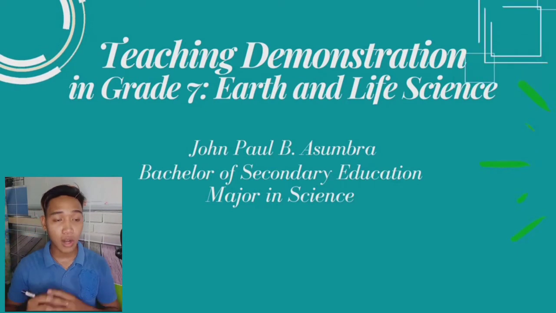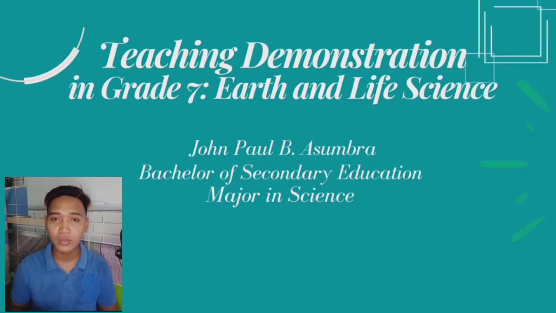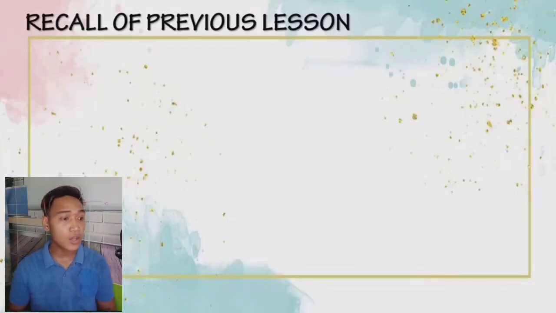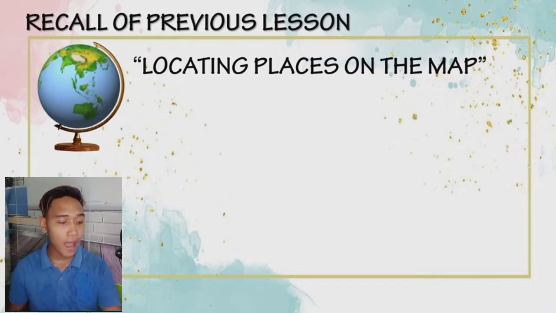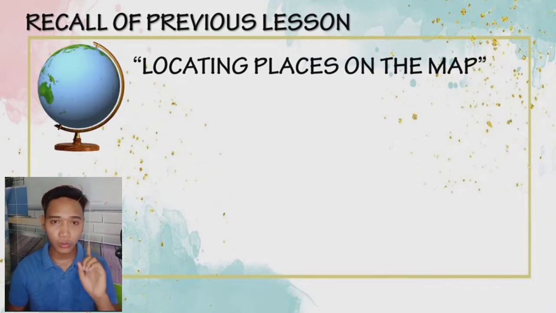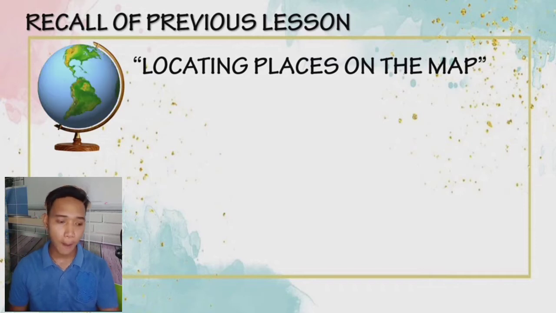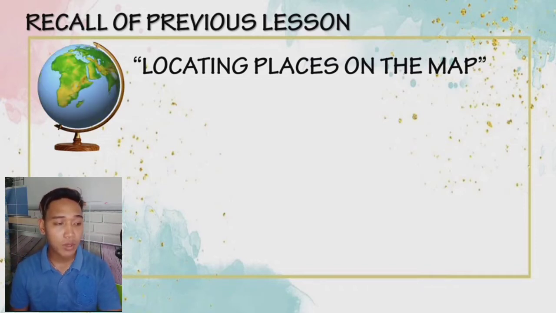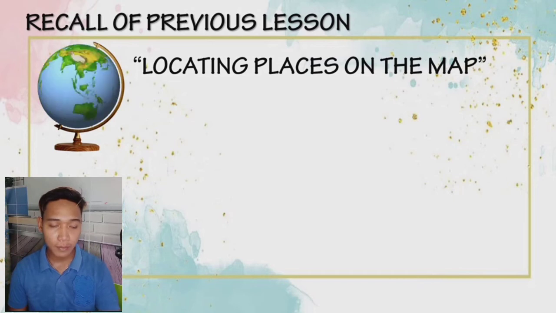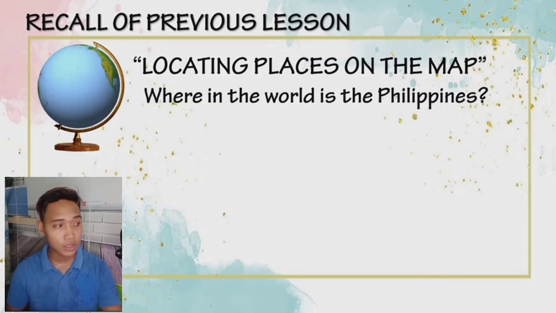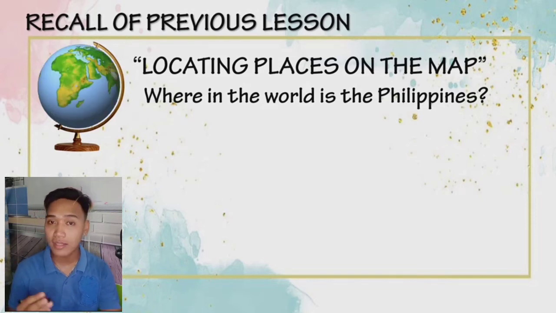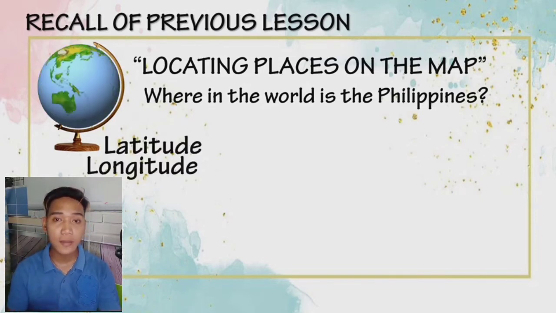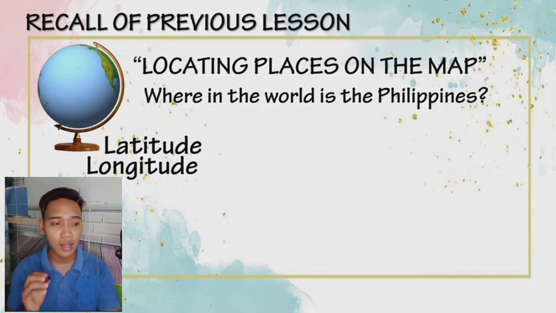So before we start our lesson, we have to recap the lesson that we tackled last meeting. So what was our lesson last meeting, Andre? Very good. Our lesson last meeting is all about locating places on the map. And on the map, we are able to locate the Philippines. Our previous question was, where in the world is the Philippines? And we are able to answer this question using the latitude and longitude.